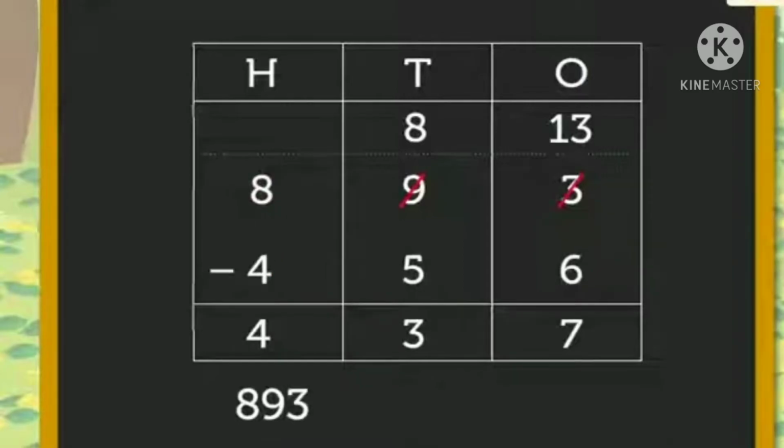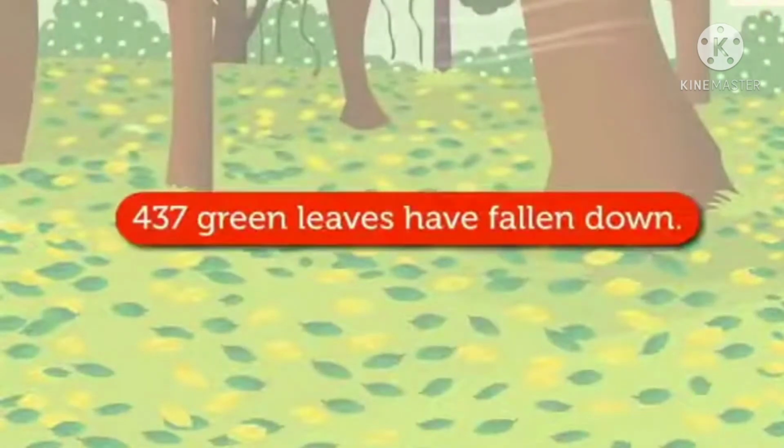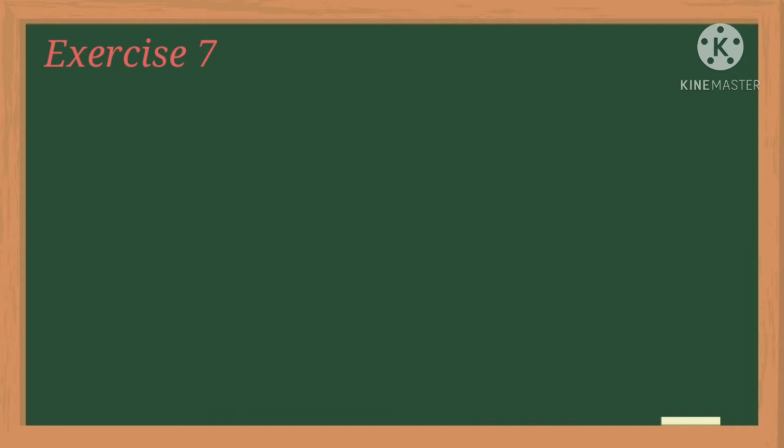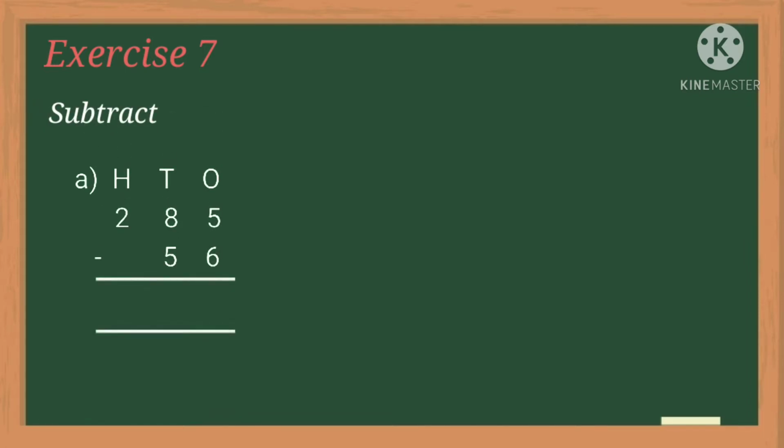Thus, 893 minus 456 is equal to 437. Hence, we conclude that the answer is 437. Now we'll solve the sums, taking the regrouping or borrowing from the neighbouring number.